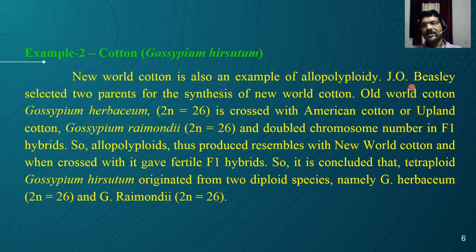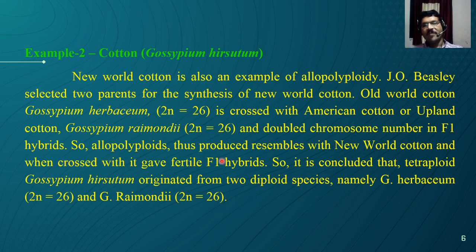There was a scientist, J.O. Besley. He selected two parents for the synthesis of New World cotton. Old World cotton, that is Gossypium herbaceum, has diploid chromosome number 2n equal to 26. It was crossed with American cotton, that is upland cotton, Gossypium raymondi, which also has the chromosome number 2n equal to 26, and the chromosome number was doubled in F1 hybrids.